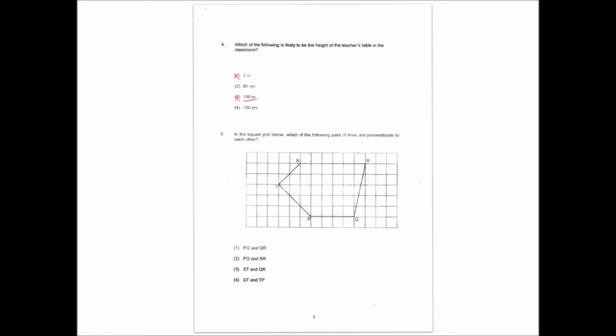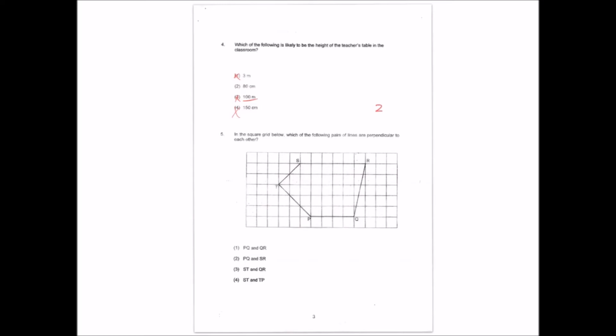And lastly, option 4 is 150 cm. That is almost the height of the average Singaporean. The average Singaporean, 1.7 meter, is 170 cm, which is only 20 cm taller than 150 cm. And therefore this 150 cm is too tall for a table. A table can only be around your waist height, and therefore it is out as well, leaving our only option as option 2.